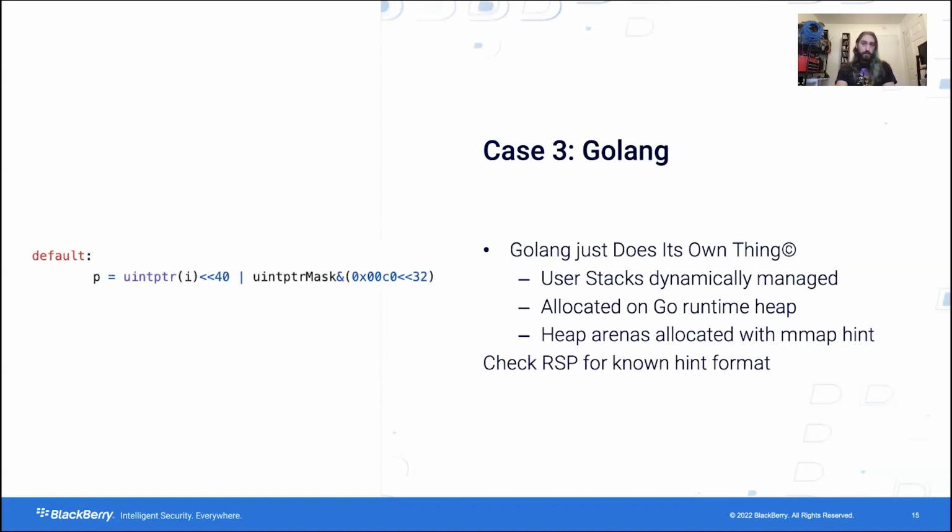The third case is a bit tricky because Golang just kind of does its own thing. The user stacks are dynamically managed so they can grow, shrink, or be relocated, but they're allocated on the Go runtime heap, which is allocated using mmap hints. So for this case, our heuristic is just that we check the stack pointer for this hint format, and if it matches, we decide this looks like it's a Golang program and it's probably okay.